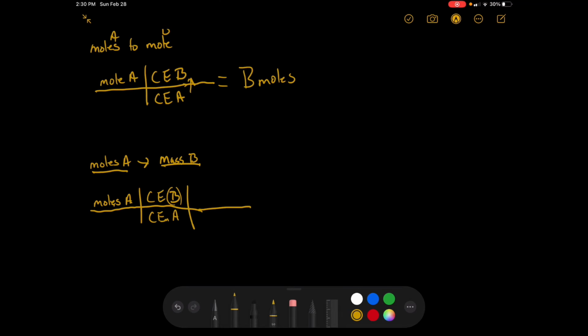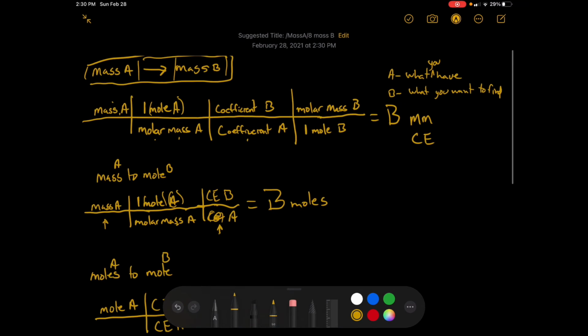If you've got B on the top and moles on the top, you need 1 mole of B to be equal to the molar mass of B, and that's going to give you your answer for B mass. Okay, so these are the general equations. If you write them down and memorize them, it's pretty simple.